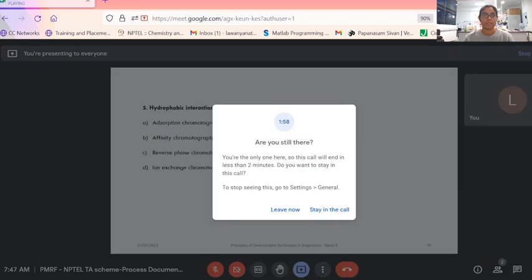Right, let's go on to the fifth question. Hydrophobic interaction plays an important role in adsorption chromatography, affinity chromatography, reverse phase chromatography, or ion exchange chromatography.